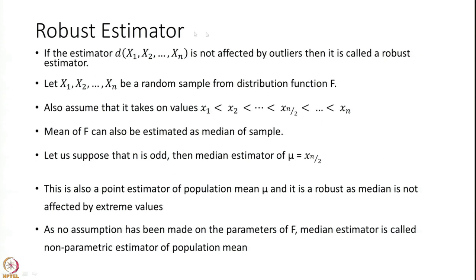So, what we would like to say here is that the mean of the population can also be estimated using the median of the sample. And the median of the sample is a robust estimator because it is not affected by the extreme values or the outliers of the data, while the mean is. So, though the sample mean is an unbiased estimator of the population mean, it is not robust. The robust estimator of the population mean is the median.